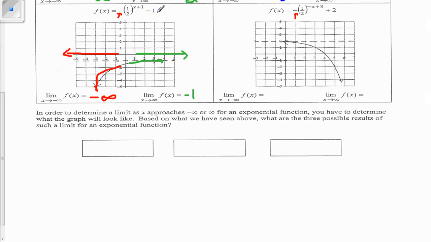And how do I know that? It was translated 1 unit down.